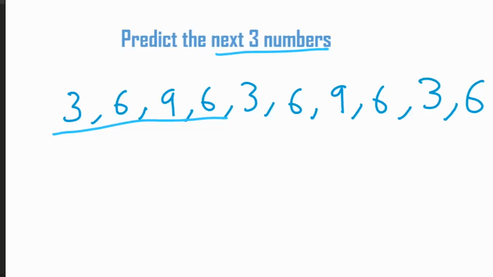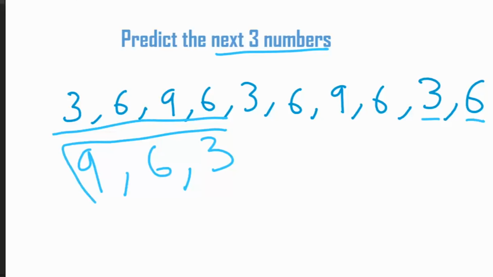Now, 3, 6, 9, 6. So the next number would be, after 3 and 6, 9. Then 6 again. And then a 3. So our answer is 9, 6, and 3.